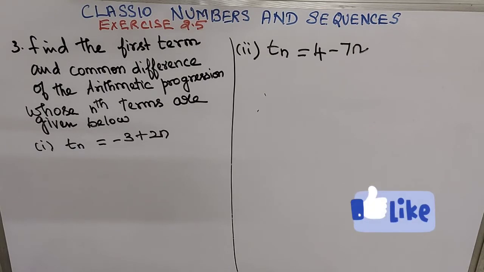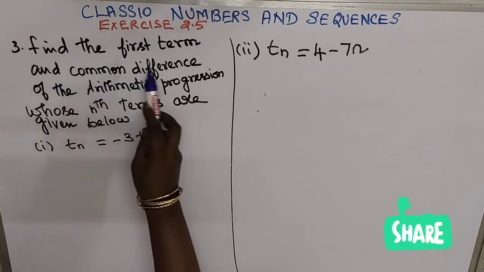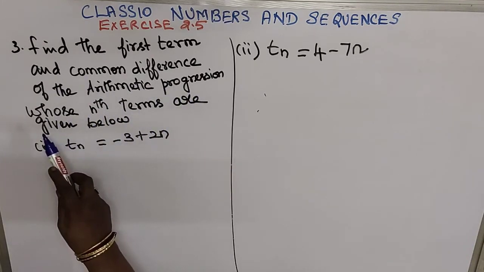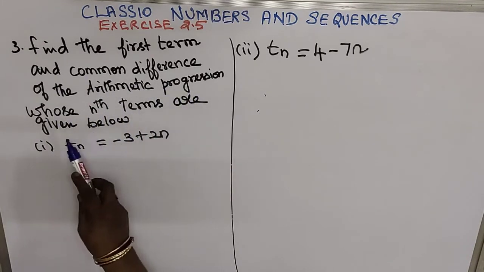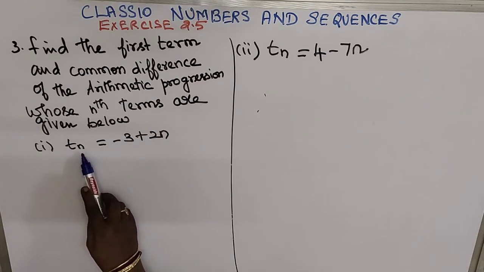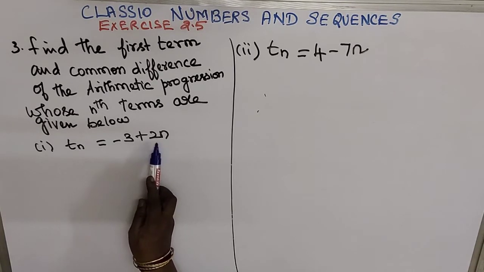In this video we are going to see arithmetic progression, exercise 2.5, third sum. Find the first term and common difference of the arithmetic progression whose nth terms are given below. First one, given that nth term Tn is equal to minus 3 plus 2n.